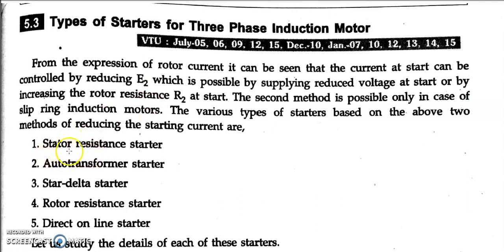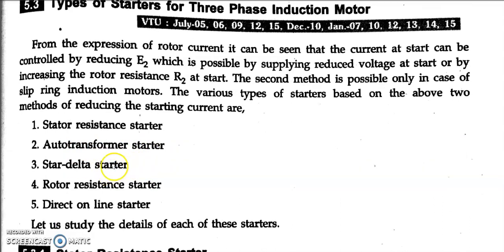The first one is the stator resistance starter. As the name indicates, it is the starter which we connect to the stator part and not the rotor part. The second one is the auto transformer starter. This is also linked to the stator part. We shall see how it works while discussing the next topic. The next one is the star delta starter. This is also the same, connected to the stator itself.